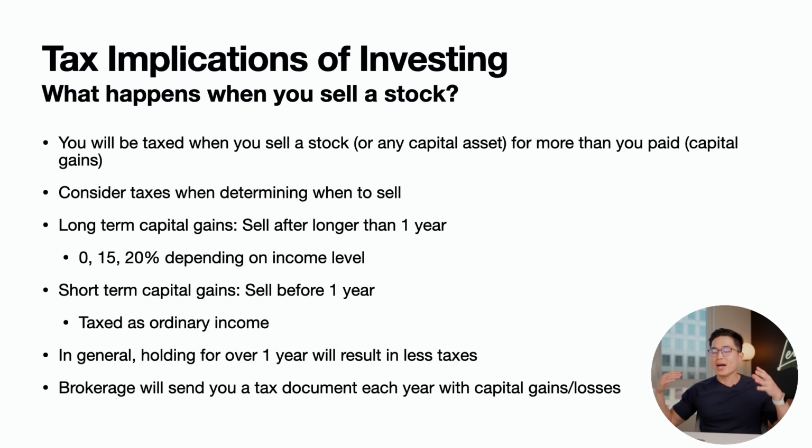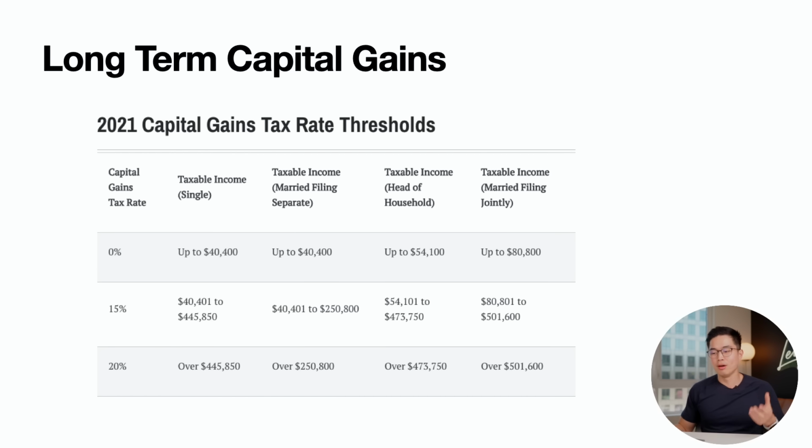This applies to taxable accounts, you guys. When you're talking about retirement accounts, it's a bit different. It's a lot more complex, but the main point is know that there are taxes when you do sell for a profit. Let's go into a little bit more detail about long-term capital gains.